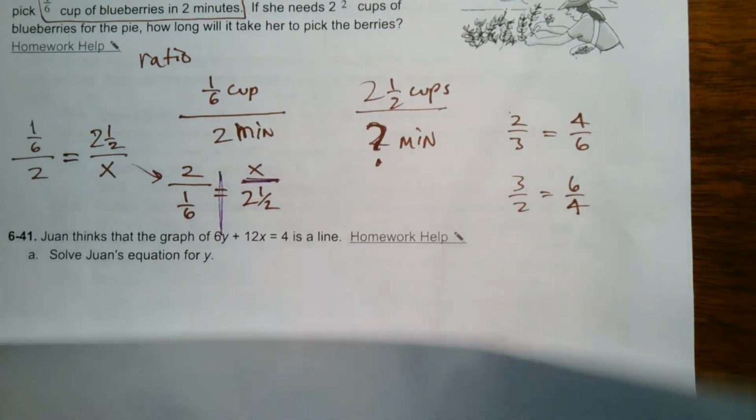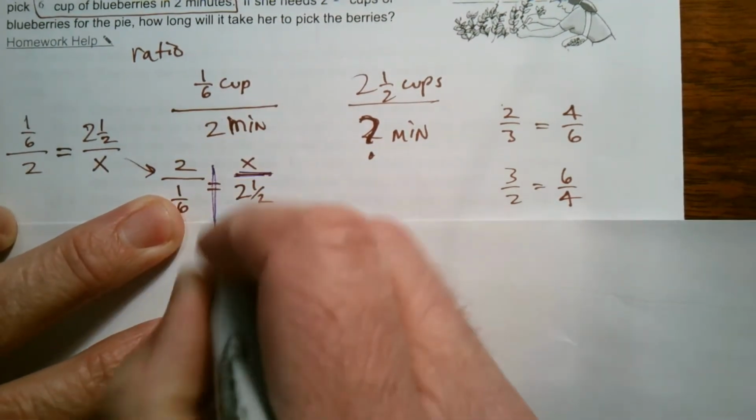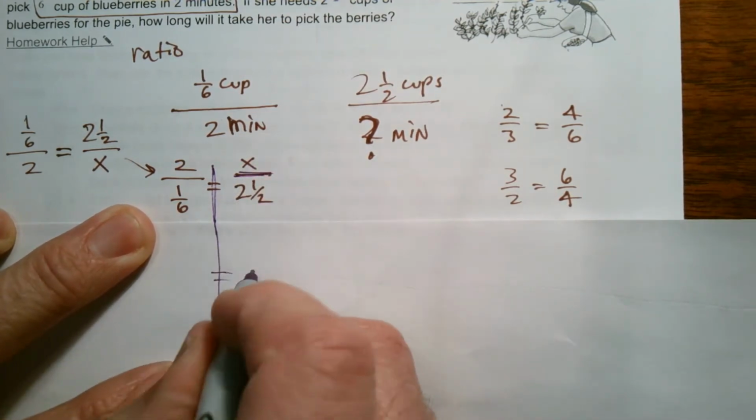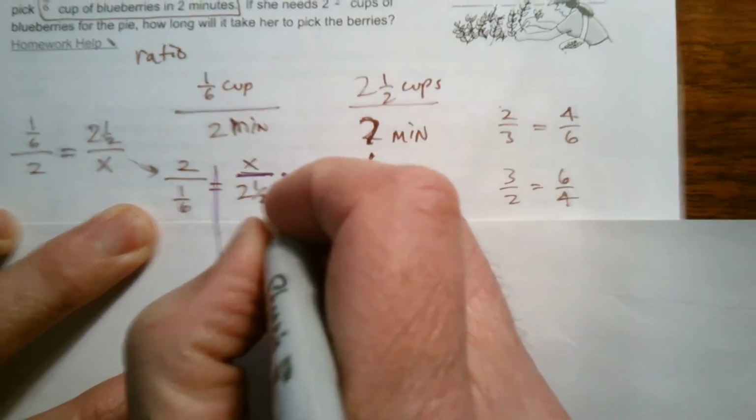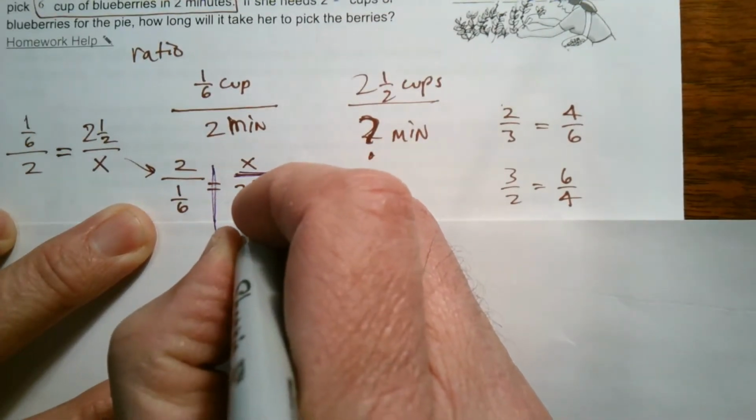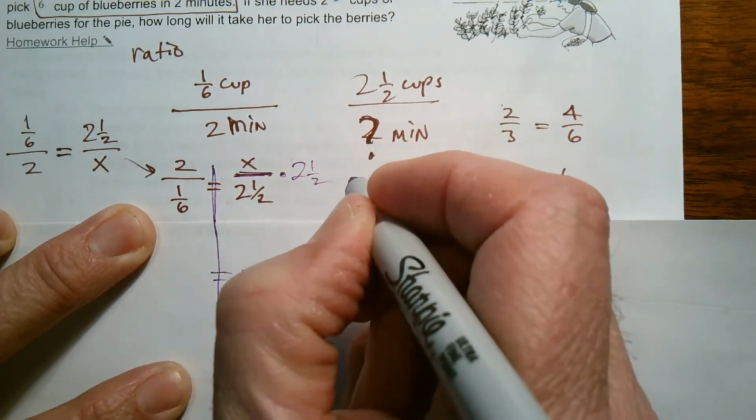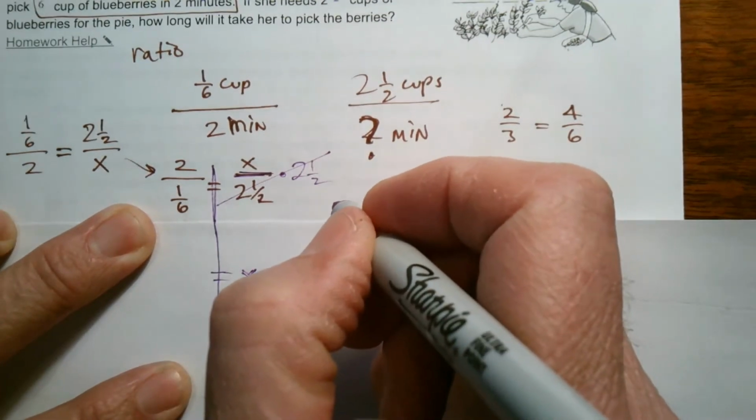I'm going to cover this up so I can have more space to work. You're looking at what operation can I do to get x by itself, right? I'm looking to get my x alone. So what I can do is the inverse operation. If x is being divided by 2.5, that means I can multiply by 2.5, right? Inverse operations cancel each other out.